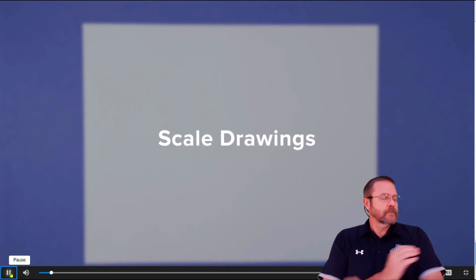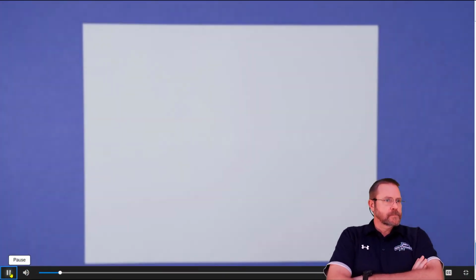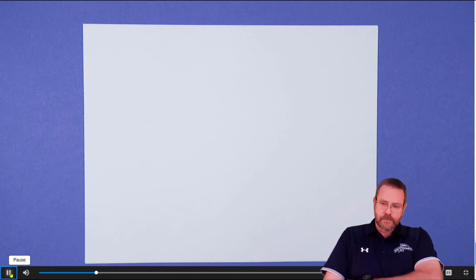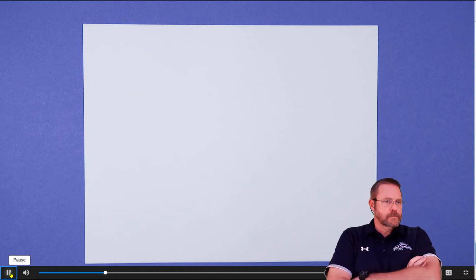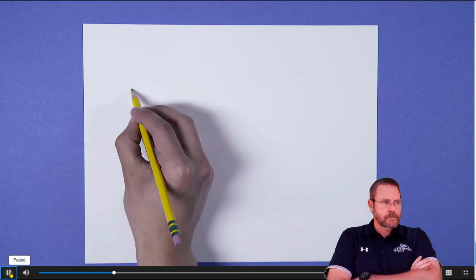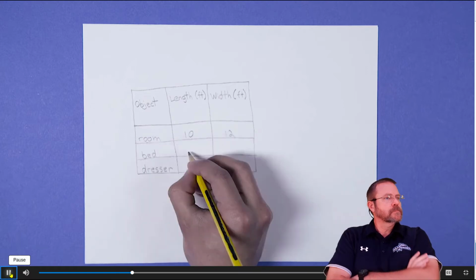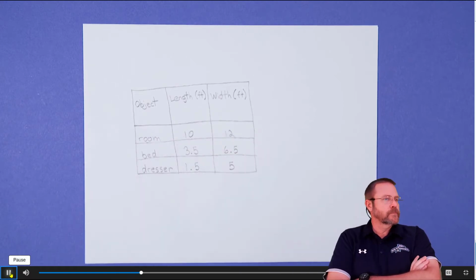Scale drawings. Designers use scale drawings when designing the layout of a room. To create a scale drawing of your bedroom, first measure its length and width, and then measure the lengths and widths of the items in your room. Make a table and fill in the measurements for the items in your room. Choose a scale for the drawing. For this project, make each 1/2 foot equal to 1 unit.